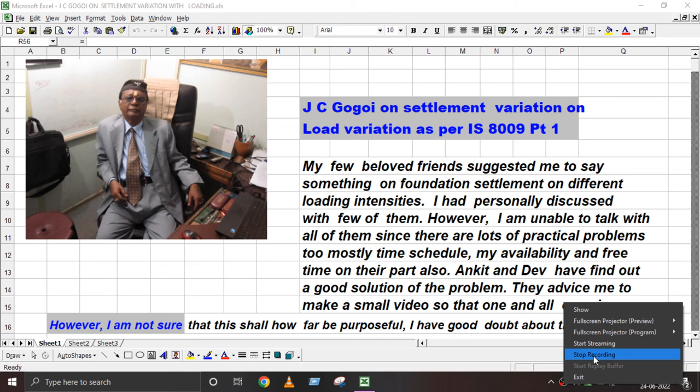I hope you can understand the settlement behavior. Settlement shall not be a cause for panic. It is within the command of human beings. We can control the settlement.